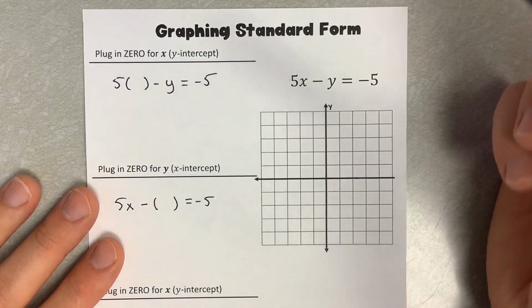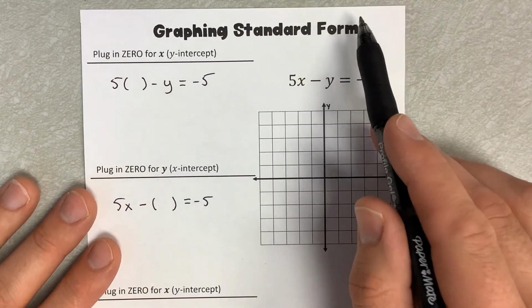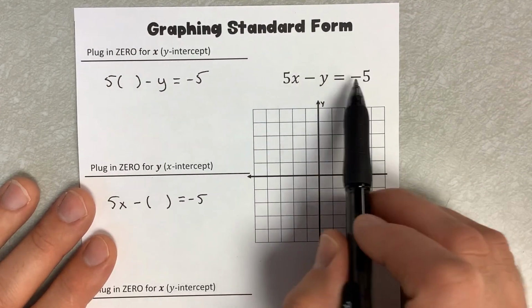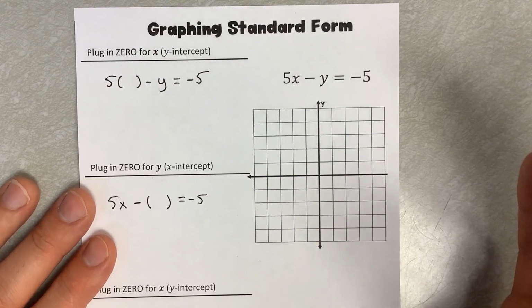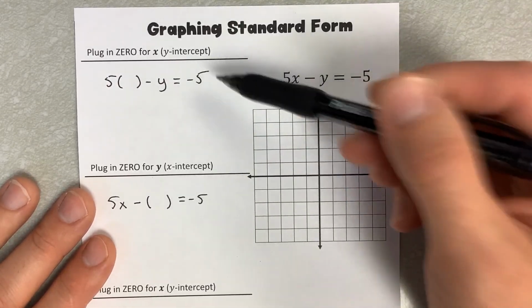All right, guys, nice easy video for today. We're gonna talk about graphing standard form. Again, standard form is when you have an equation where your x and y are together on one side and your constants on the other. Now, in order to actually graph this, we gotta just do two quick things and that's it.